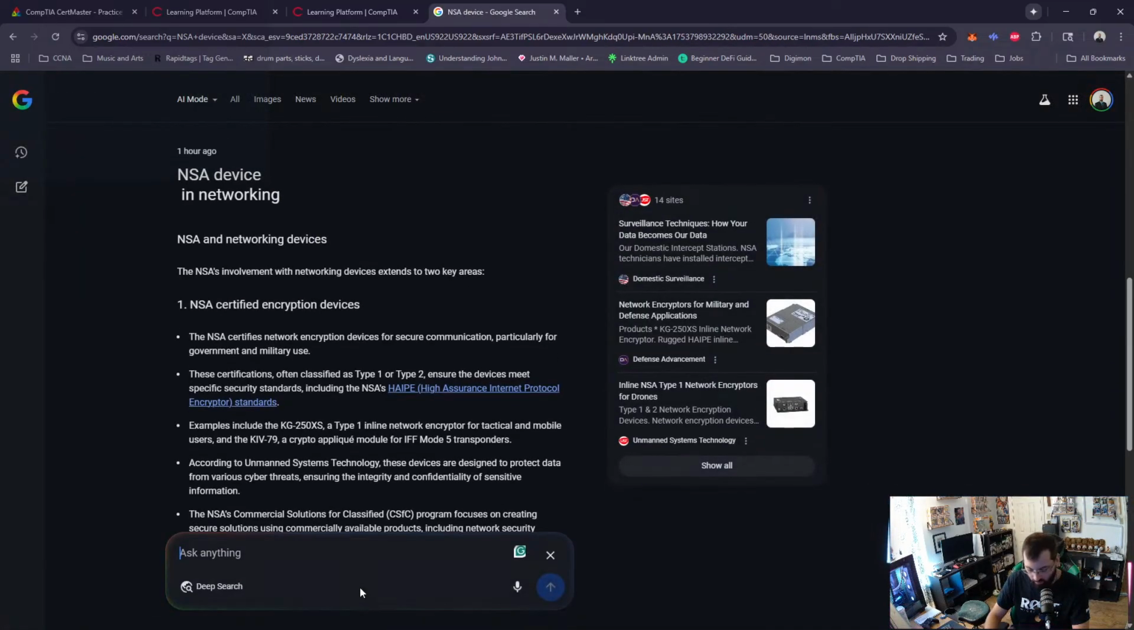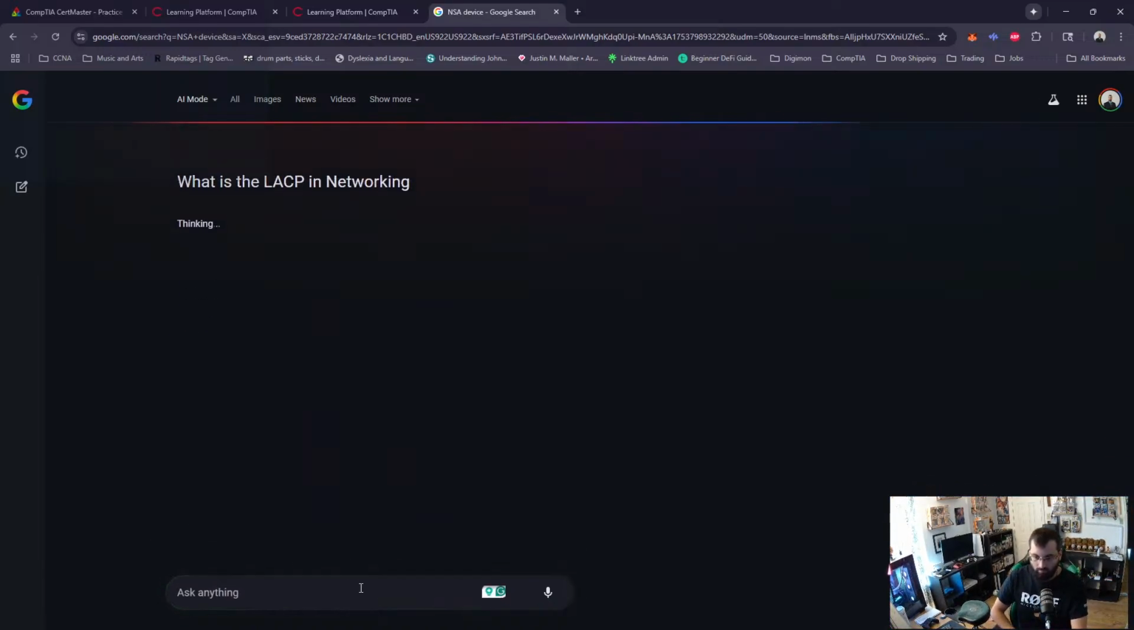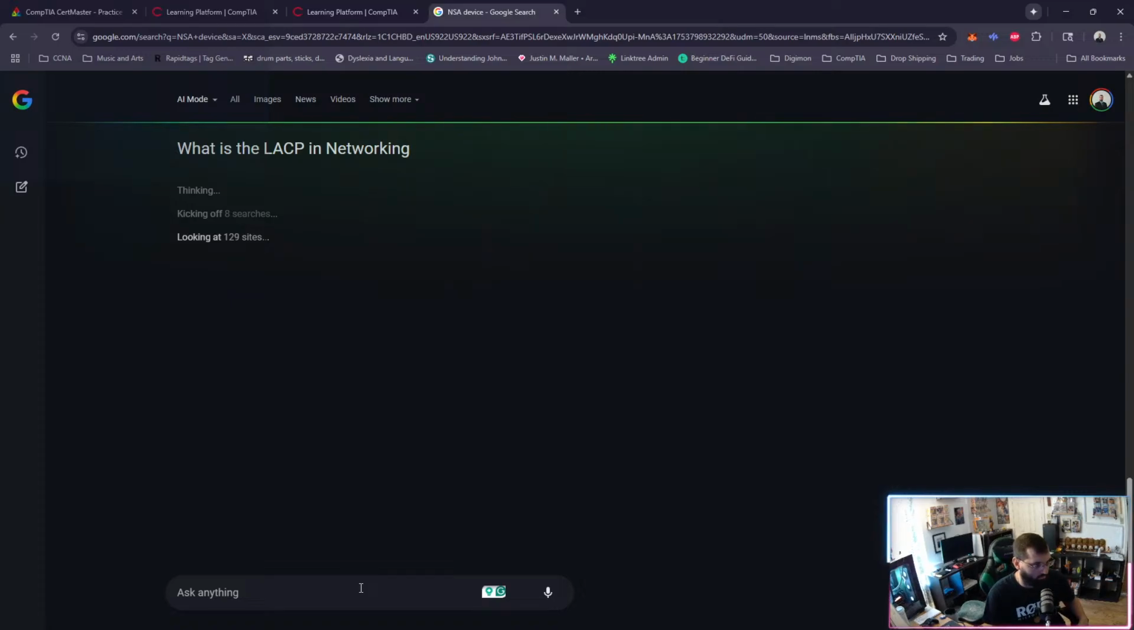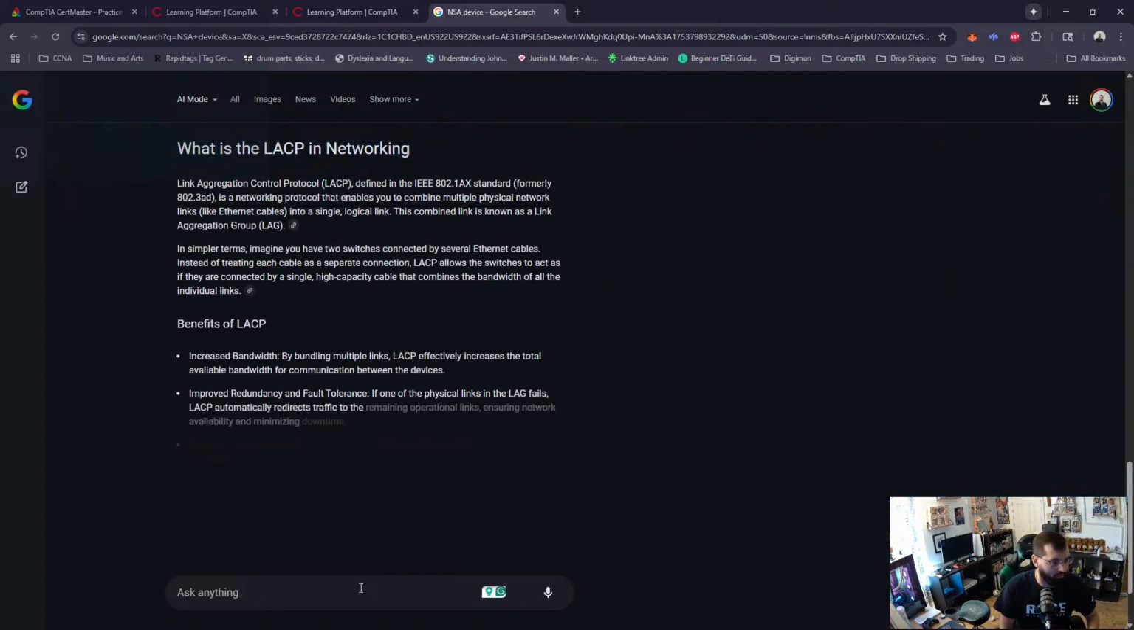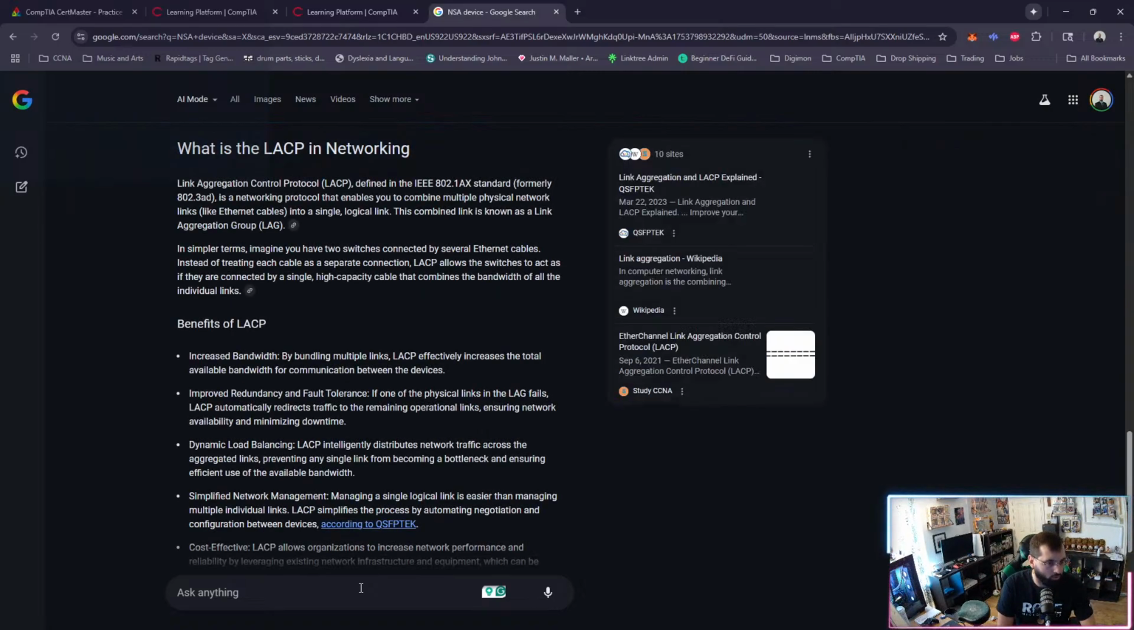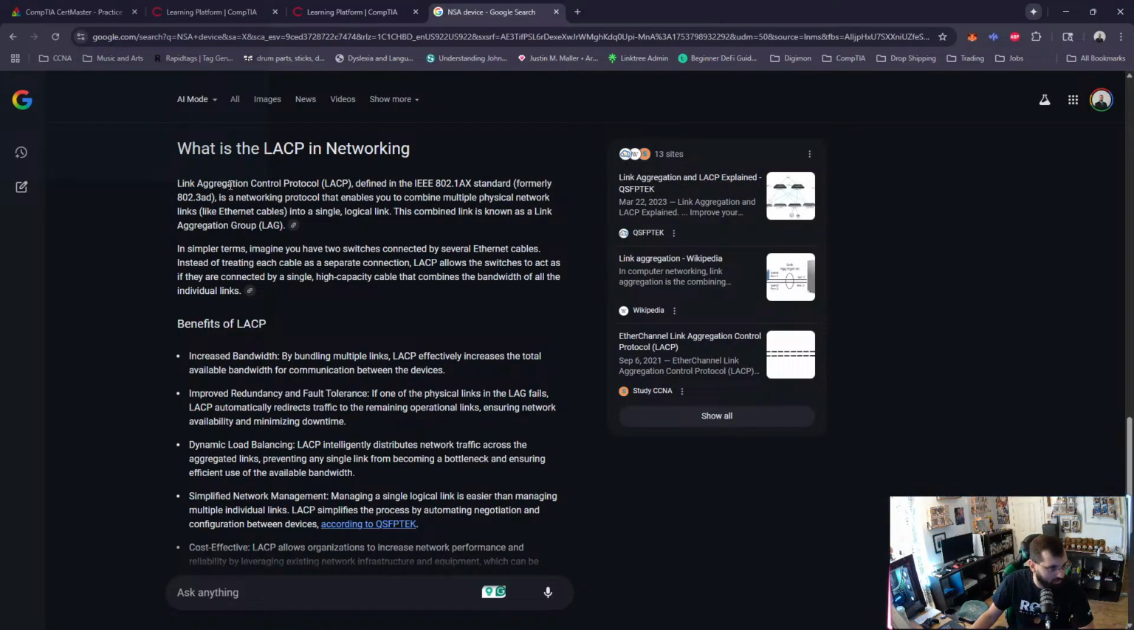Good old Gemini. I actually don't like Gemini very much, but it's good for little one-off questions like this, and I know that it's not going to save them. Link aggregation. That's a hard word to say. Link aggregation control protocol defined by the IEEE 802.1AX standard.